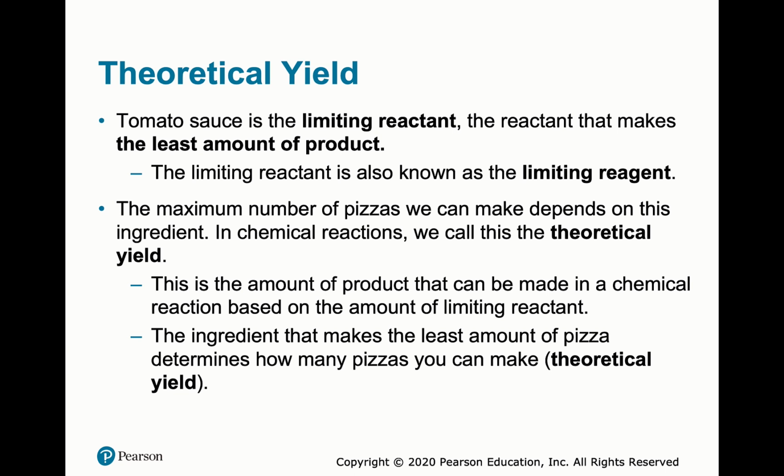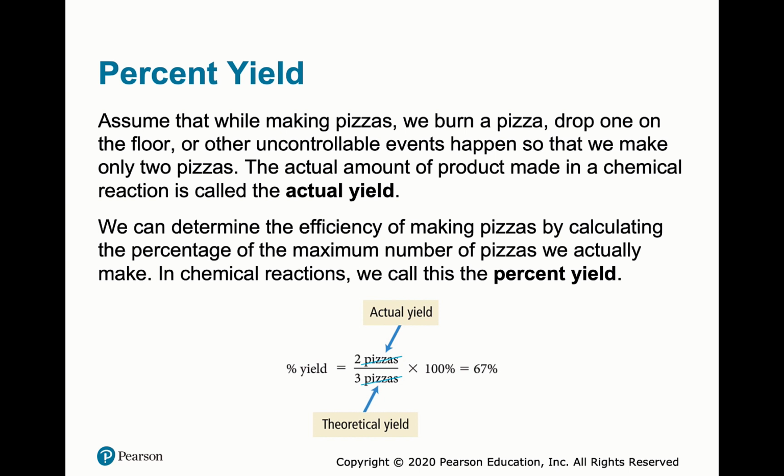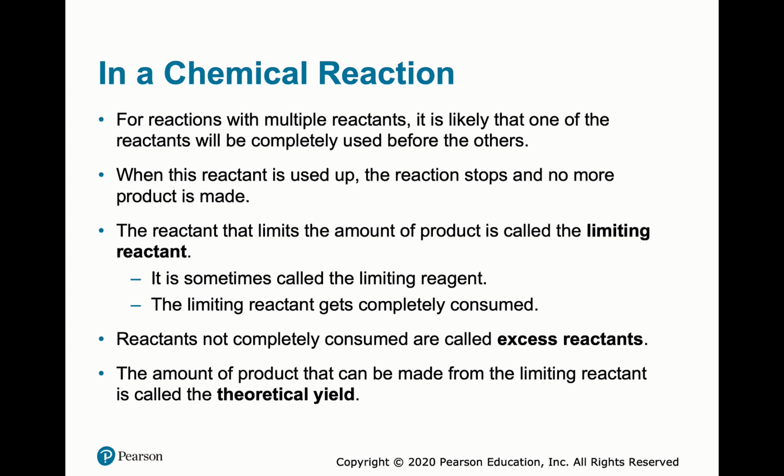But anyways, we'll get to actual yield later. Start with the theoretical yield. That's the most that we can actually make. And like I said, the percent yield. Well, we did something in the pizza example. You burn a pizza, and then you have to throw it out. So the actual yield: if we have enough stuff to make 3 pizzas, but we burn 1, we actually got 2 pizzas, which means that we had an actual yield of 67%.